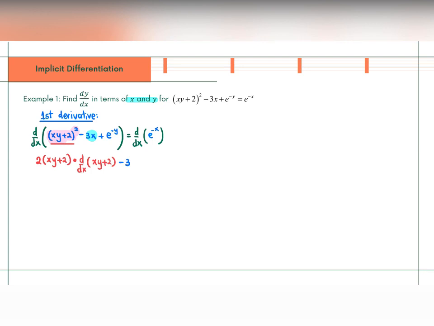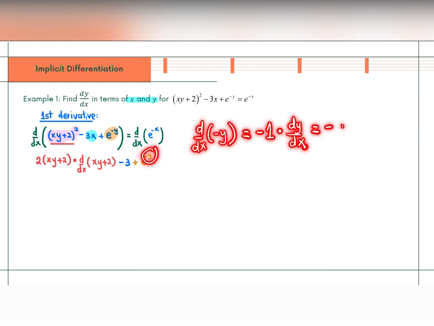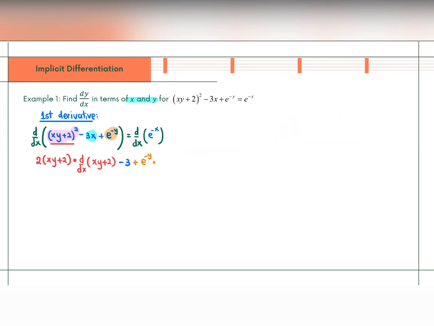Okay. So, now, differentiate pula e of negative y. So, differentiate e of negative y will be, apa rules dia? Salin darab dengan differentiate y. So, d over dx of negative y will be equals to negative 1. And then kita akan darabkan dengan dy over dx. So maksudnya the result will be just negative dy over dx. Okay. So kat sini kita akan darabkan dengan negative dy over dx.